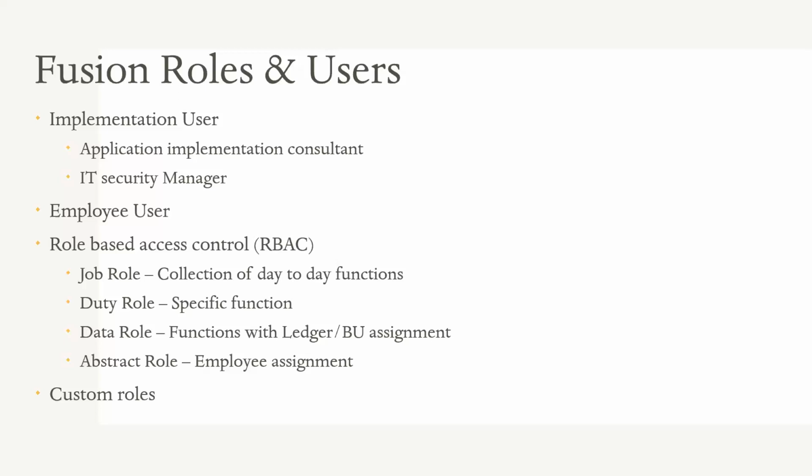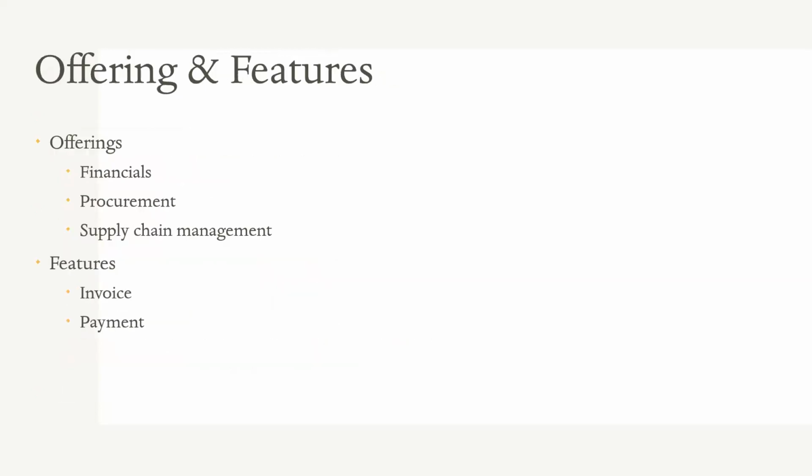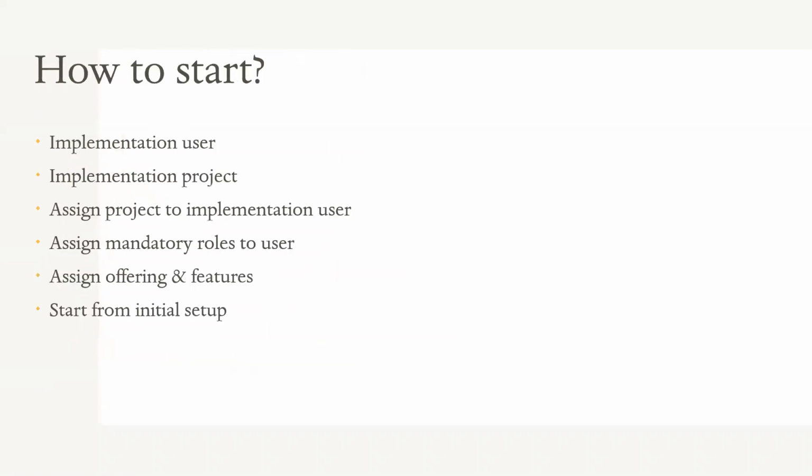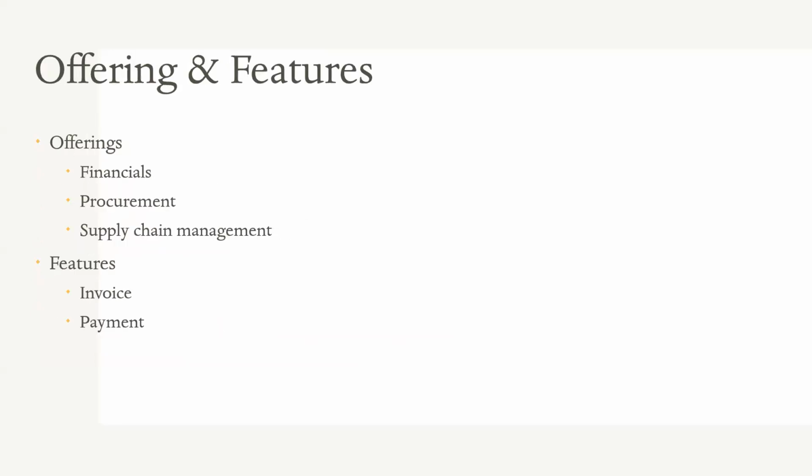So how does this start? To start with, we have the implementation project. After creating this user, we have to create our implementation. When we create our implementation project, that is when we define, okay, this is my project, this is the resource I have, this will be handled by this resource, and this set of activities is done by another resource. Then we have offerings and features. Offerings are nothing but our modules, what we have in EBS. As I said, we have aggregated them, and finance is one particular module.